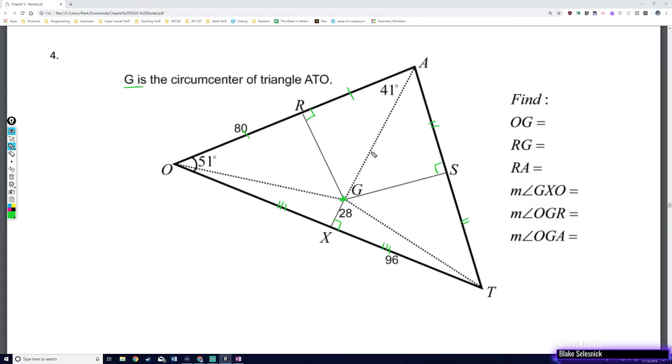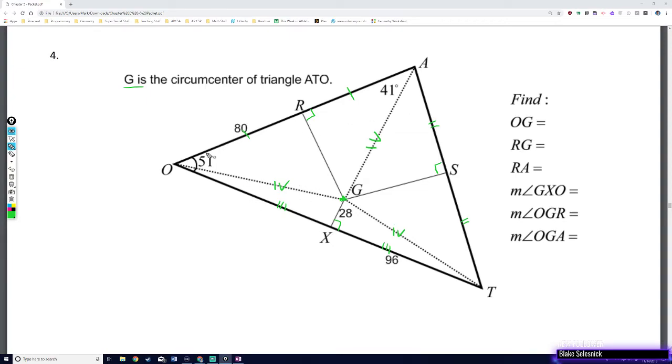The only other thing is that we do know all these dotted lines are going to be congruent as well because they're equidistant to the vertices of the triangle. Okay, if this is 41, is this 41? The answer is no. We don't know that. I would not put that, so no. Okay, this is not an angle bisector. It doesn't bisect the angle. I wouldn't think it did.